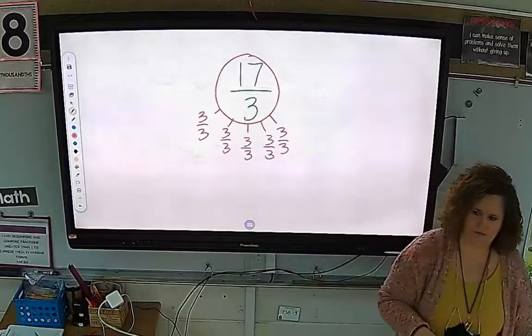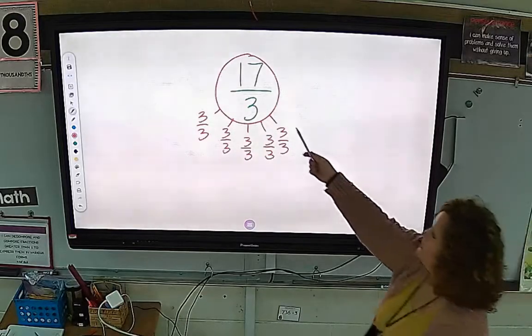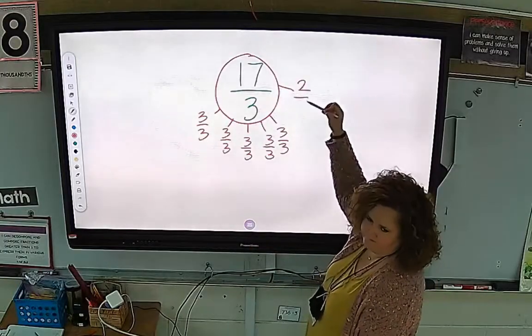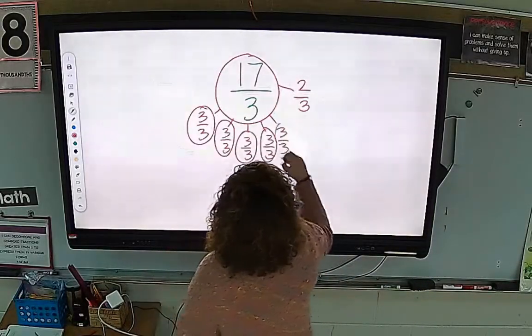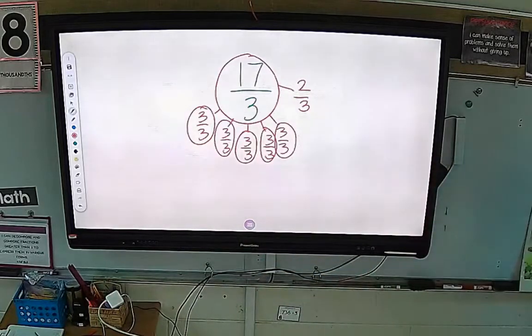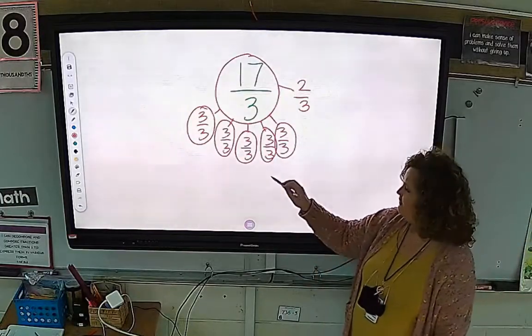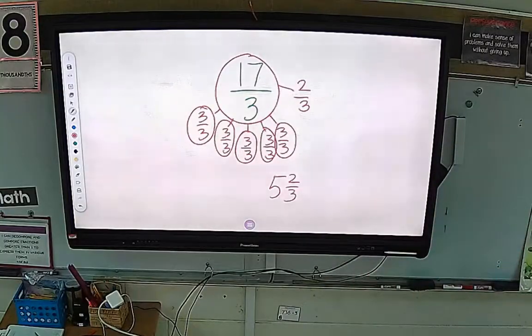What is 3 times 5? 15. So if I take 15 away from 17, how many thirds are left over? 2/3. It's kind of like your remainder. All right, so this is a whole number, this one, this one, this one, and this one. All whole numbers. Anytime I have the same number over itself, I get a whole number. So what is my mixed number going to be? More of you are starting to see. Charlotte, what's it going to be? How many whole numbers do we have? 5. 5 and 2/3. Yes, 5 2/3 is my mixed number.